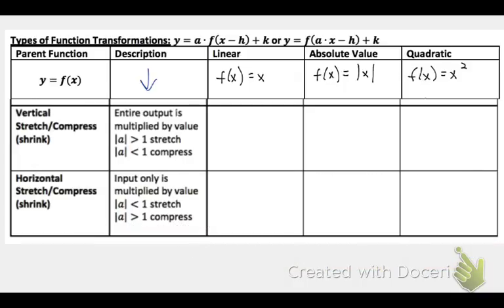One last note about horizontal stretches and compresses. A horizontal stretch will stretch the graph away from the y-axis and a compress will take it toward it. They're difficult to pick out when you're looking at a graph, but if you want to try, that's what you're looking for.